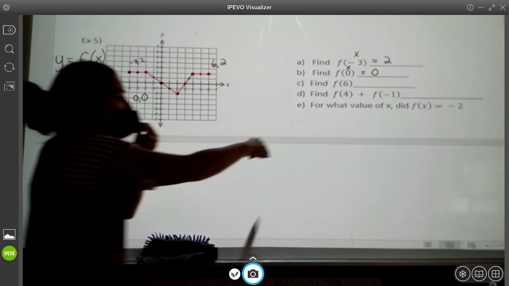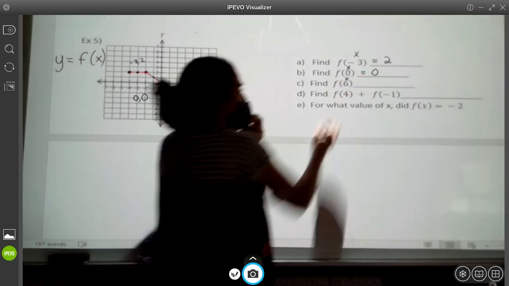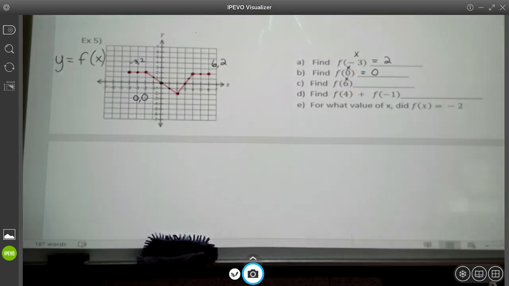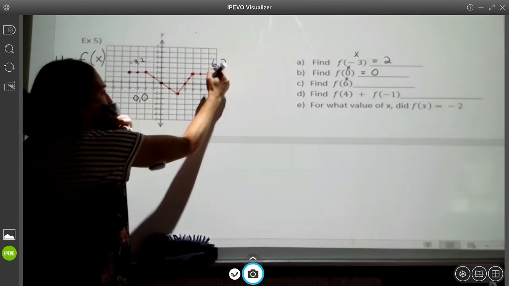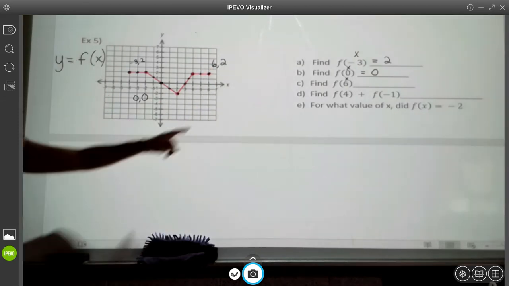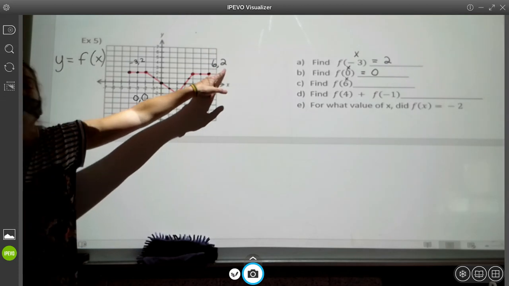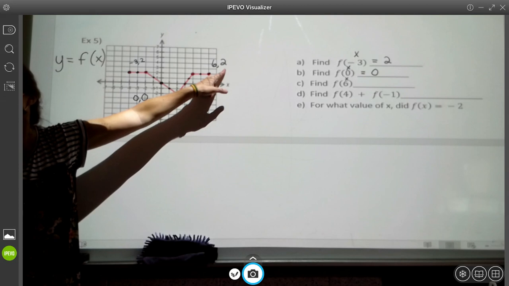All right, look at f of 6. That means when 6 goes into this function for x, what does the function spit out? Go to where x is 6 and find that corresponding point. It's 6, 2. So when 6 goes in, the function spits out 2. Everybody? 2.